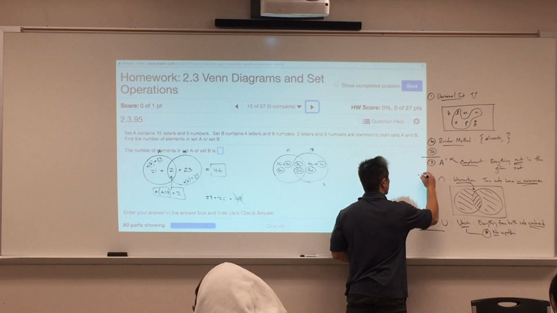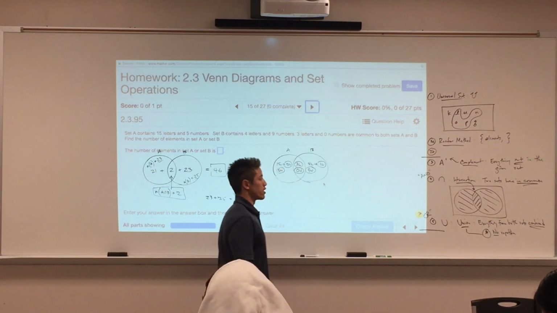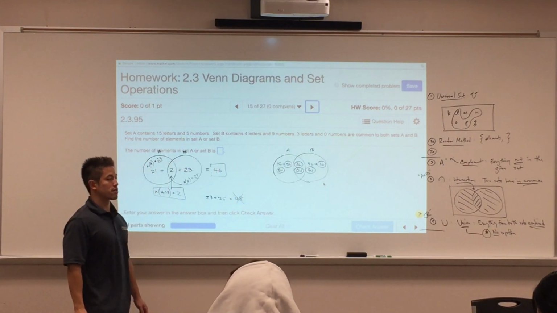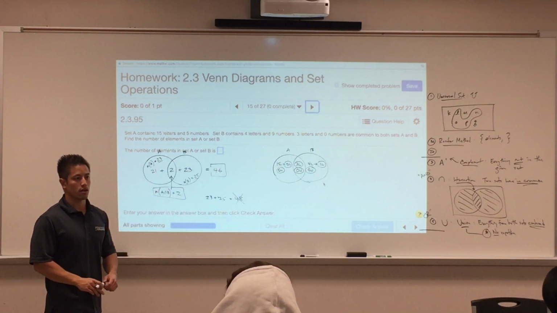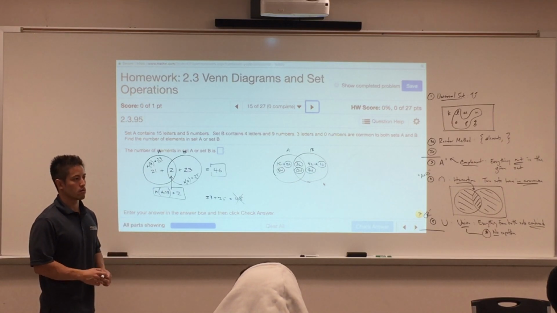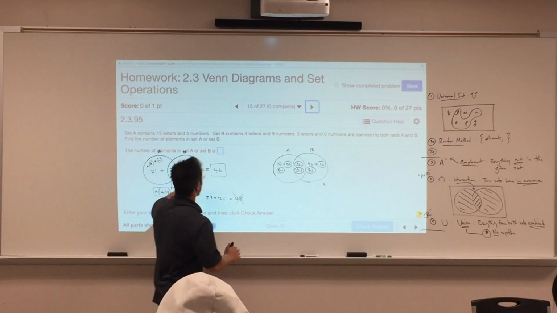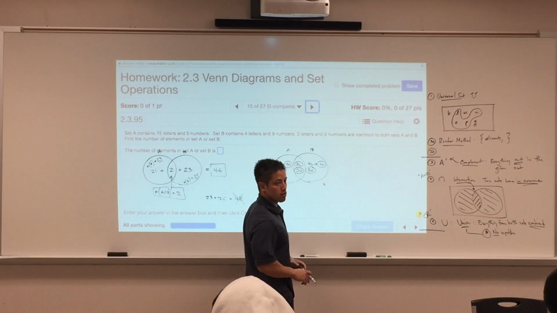The word "and" is tied to intersections. It's really important you make that note because we're going to see that a little bit more in this section, and we're going to see that in the next section. Okay? All right? So, with that said, they're asking for a union.